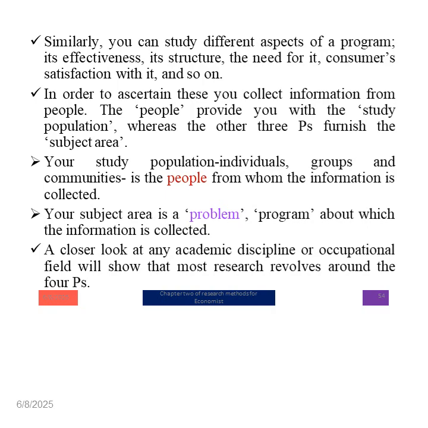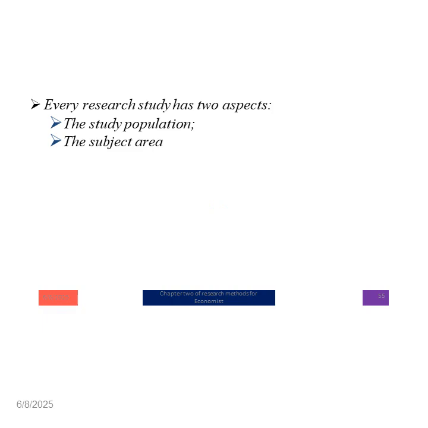Our subject all the time is a problem. If there is no problem, there is no research or no need to conduct research. First of all, we have to identify the problem. That is our subject area. A closer look at any academic discipline or occupational field will show that most research revolves around these 4 P's. Every research study has 2 aspects. Those are the study population and the subject area or problem.